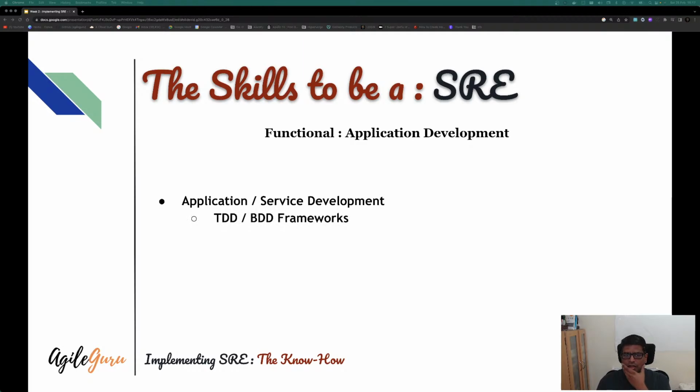For example, a good SRE understands the TDD, BDD framework and telemetry instrumentation. What do you mean by that? For example, once you develop an application, you have to see whether the data is being pushed to a telemetry system, right? And also they need to understand testing.